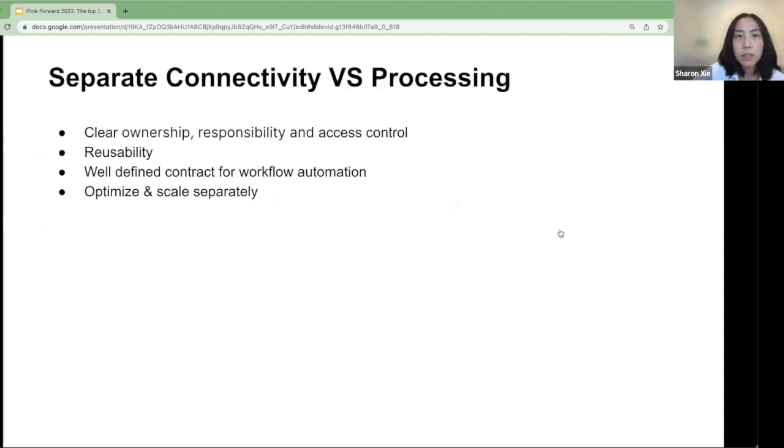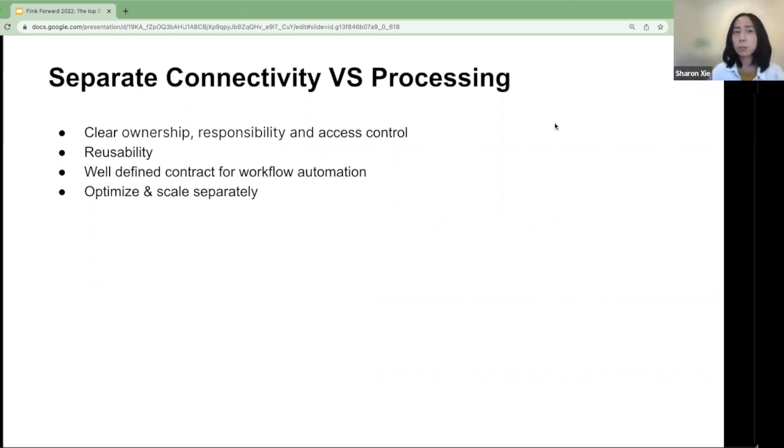So in short, this model, this abstraction actually made our architecture very clean and stable. Also, it promotes clear ownership, responsibility, and access control. As you can imagine, if you have a team of engineers, some of them are managing the infrastructure, some of them are data engineers. You can have the infrastructure engineer configure the connections and the data engineers focus on the pipelines, and you can apply different access control rules for different teams.